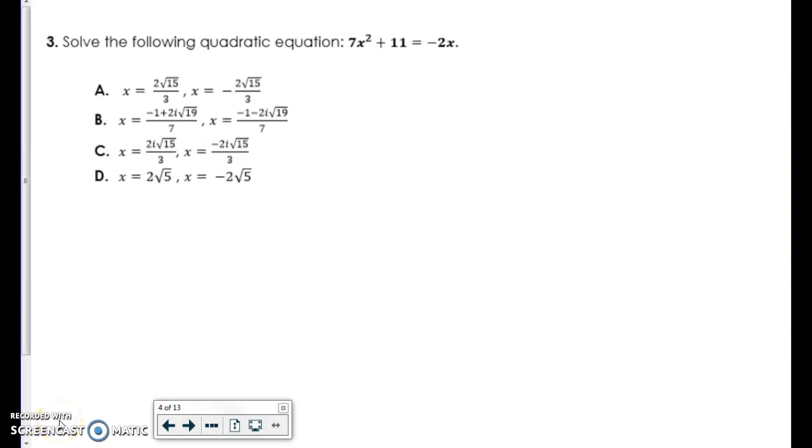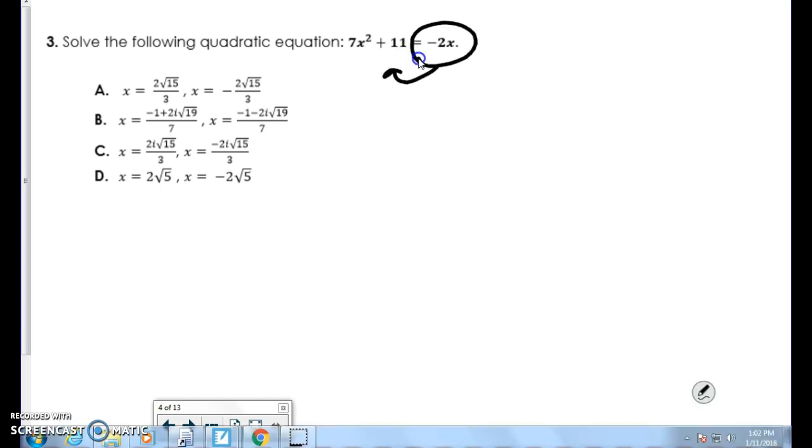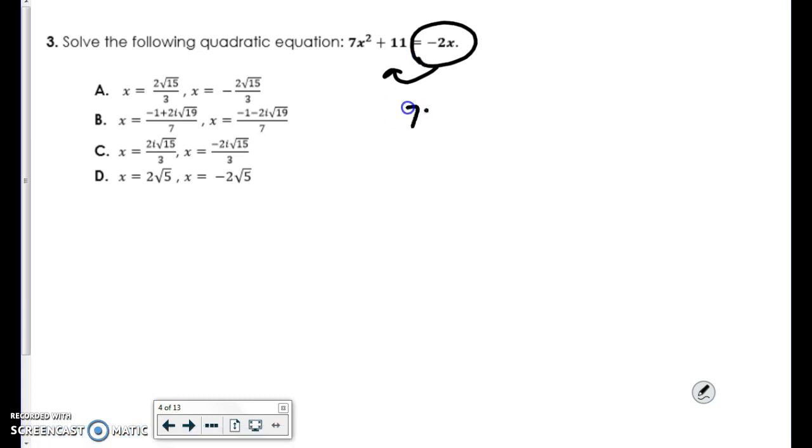All right, number 3, solve the following quadratic equation. So 7x squared plus 11 equals negative 2x. Before we start talking about any methods that we're going to use to do this, I want to make one of my sides of my equation equal to 0. So what I'm going to do is move over that negative 2x, and I'm going to do that by adding it. So I'm going to get 7x squared plus 2x plus 11 is now equal to 0.